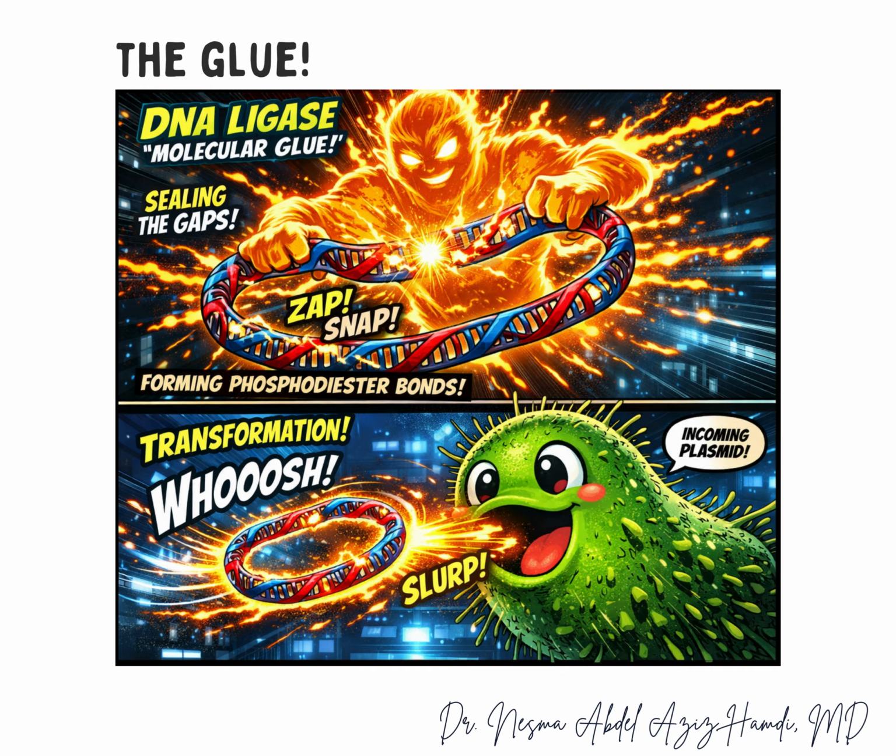This recombinant plasmid can then be introduced into a bacterial host cell through transformation. Inside the bacterium, the plasmid replicates autonomously and expresses the inserted gene, effectively turning the bacterial cell into a microscopic factory capable of producing a specific human protein.